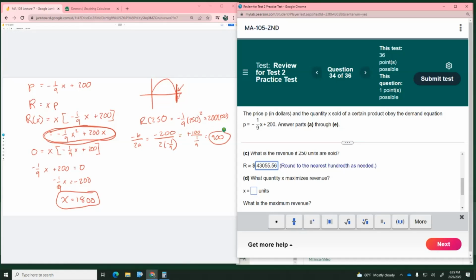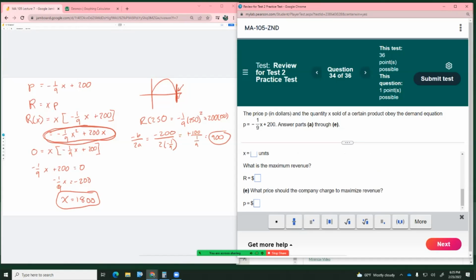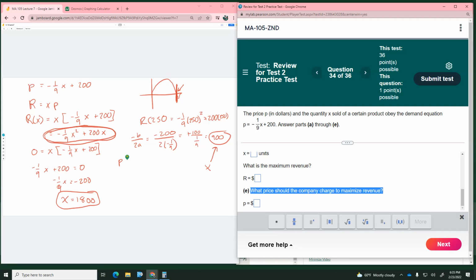So 900 maximizes revenue, and you can just plug 900 in for X to determine the actual maximum revenue. Now, to find the price to have the maximum revenue, because those last two aren't hard, but the last one, to find the price they should charge, you're going to take your X value, because remember, this is the quantity. X tells the quantity, and you're going to plug that into the very first equation. 1/9 of 900 is 100, and -100 plus 200 gives you 100.